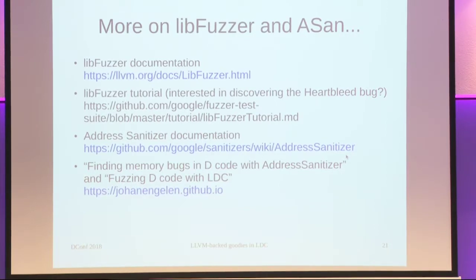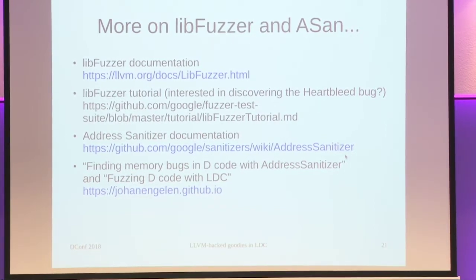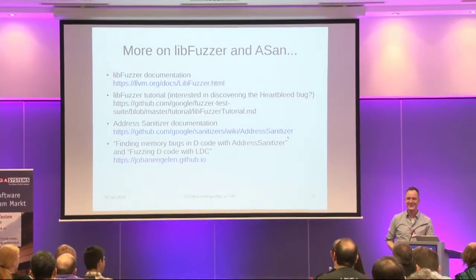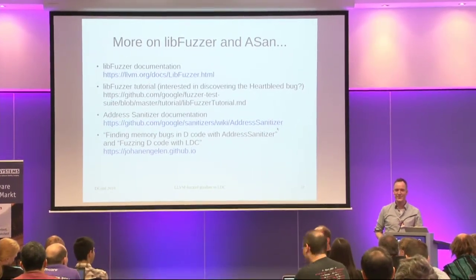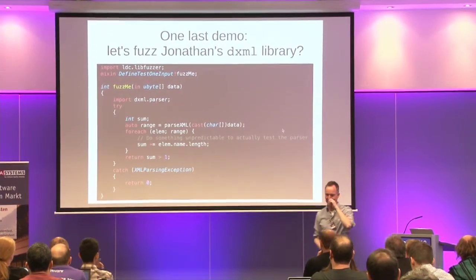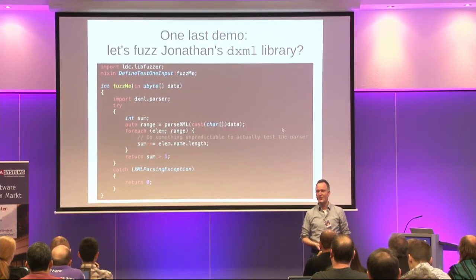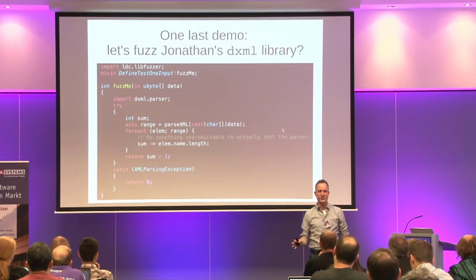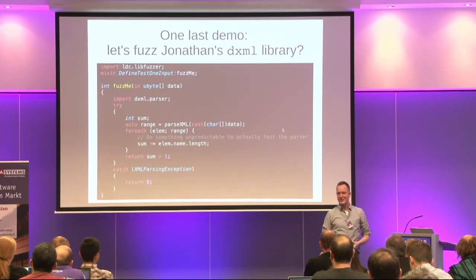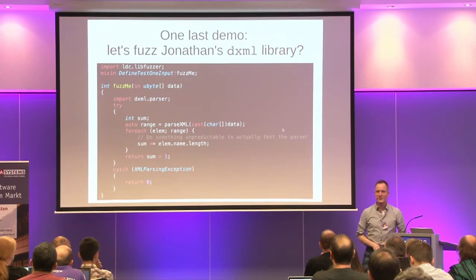Now, the next speaker is laughing, good. He made a library called DXML, which is a library that takes user data, which may be kind of untrusted, and parses that piece of information. So now I leave it up to, okay, what shall we fuzz it?